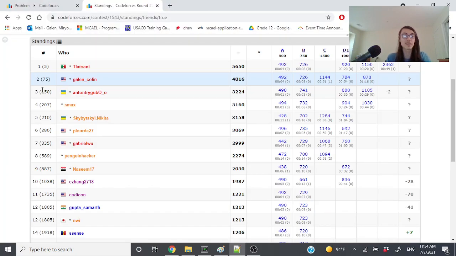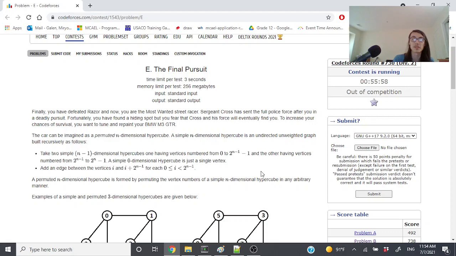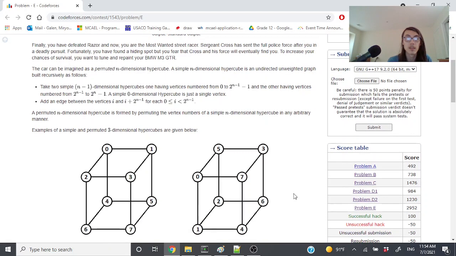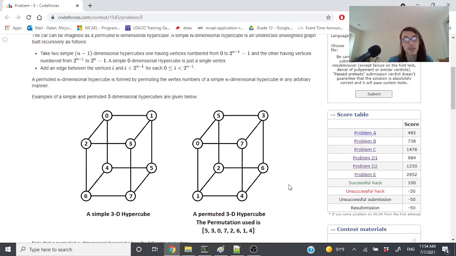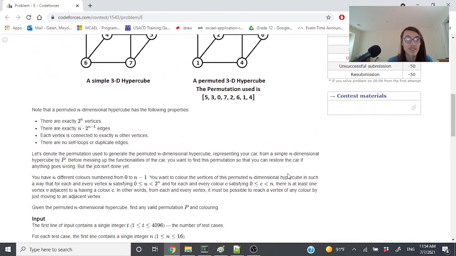So, now E. Let's actually read the problem. Give it a chance. Finally, you defeated Razor, and now you're the most wanted street racer. Okay. A permuted n-dimensional hypercube. Take two simple n-1 dimensional hypercubes. I and I. Okay, I guess that makes sense. So it's a graph, except that it's like a cube, and they can't visualize a 4D one because why not?